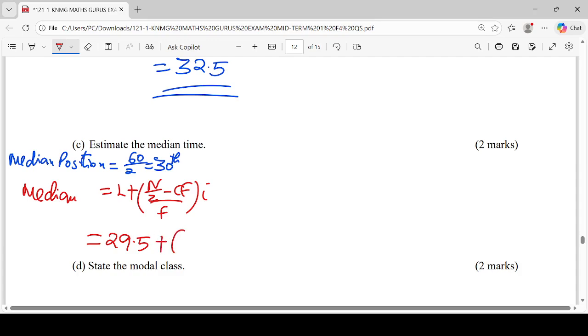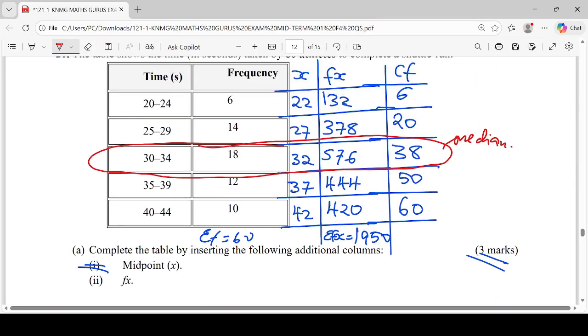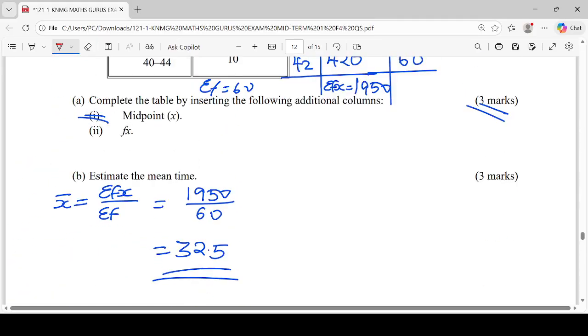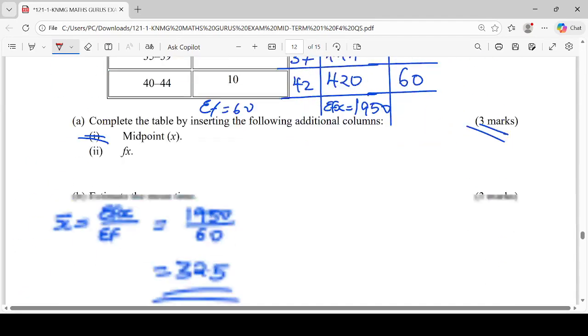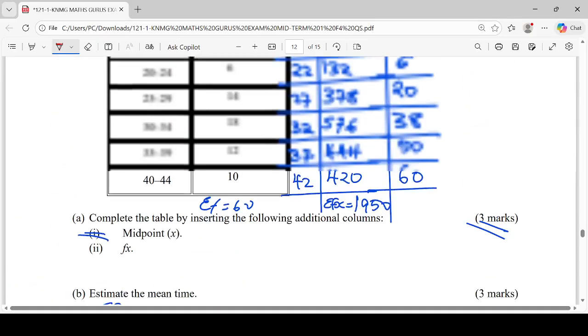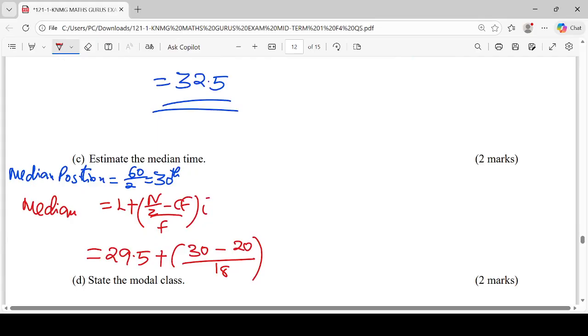plus N over 2, that will be 30, minus the cumulative frequency above the median class. The CF value above is 20 over the frequency of that median class. The frequency of that class is 18 times the class interval I. The class interval 30 to 34. The class interval there is 5.